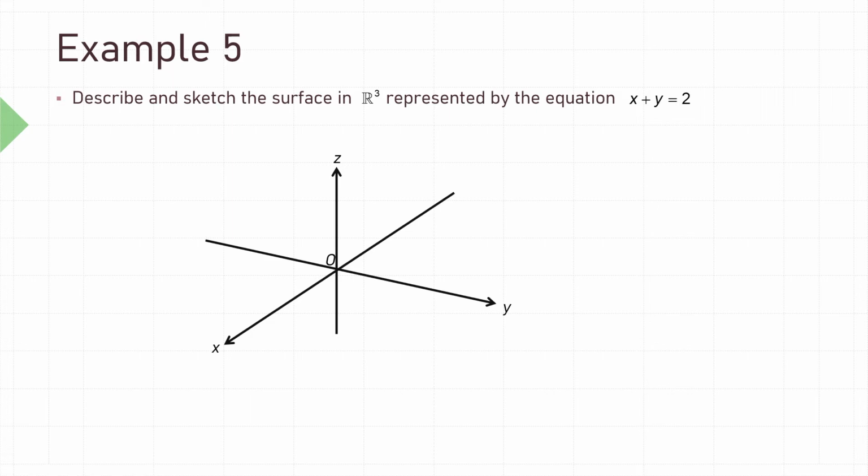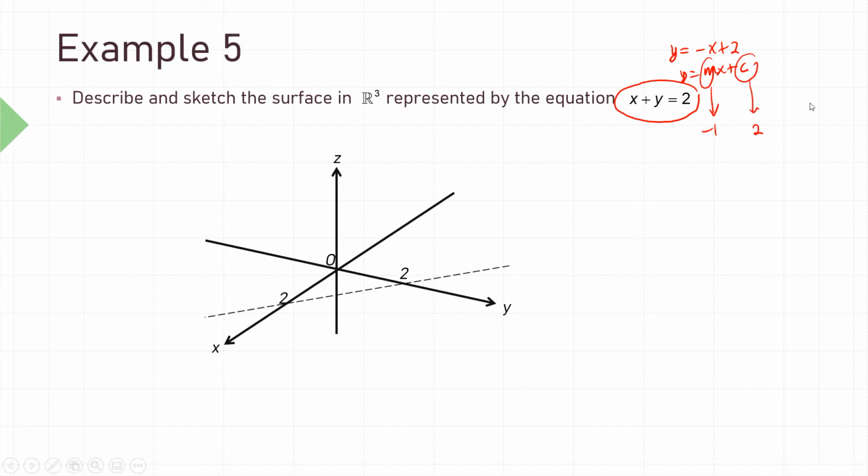Let's look at example 5. Describe and sketch the surface in R cube represented by this equation. What equation is this? Do you remember y equals mx plus c, where m is the slope, which is negative 1, and c is actually 2? So we will have a straight line with the gradient negative 1 and y-intercept of 2. So this is y-intercept 2 and gradient is negative 1.